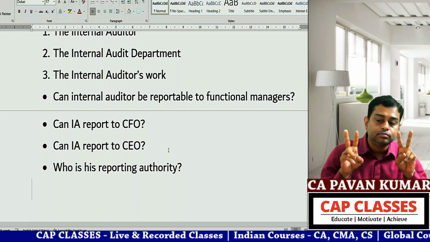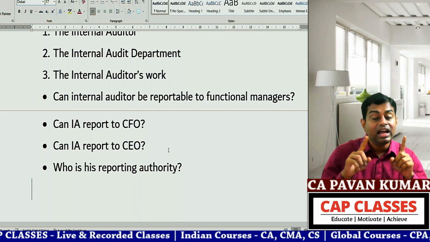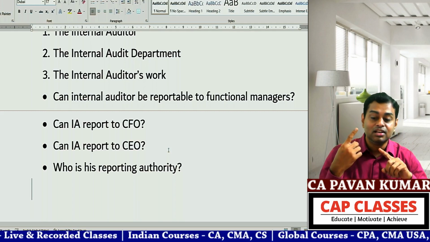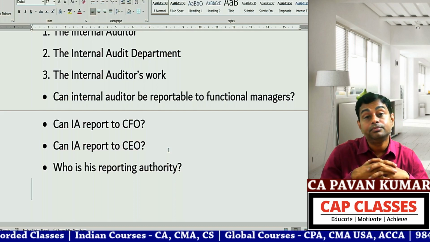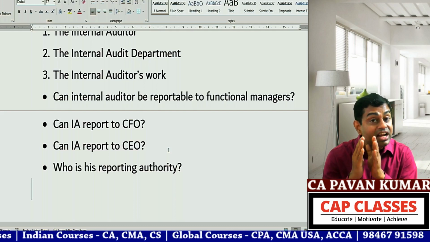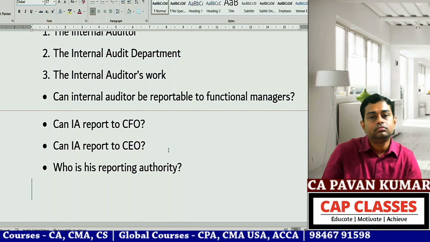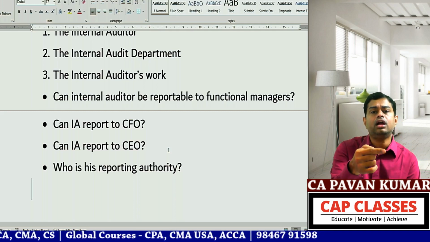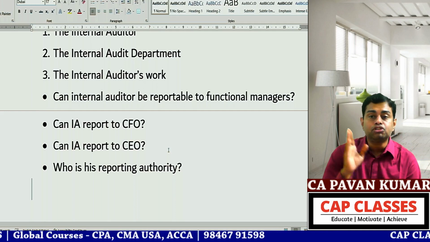Only two options. Above the CEO, who is there? One, the board of directors. Another one above the board of directors: the audit committee. In some countries, internal auditors will have secret meetings with the audit committee without involving the management. Management will not even come to this meeting. The internal auditor and only the audit committee will be there. Confidential meetings where management is not allowed.